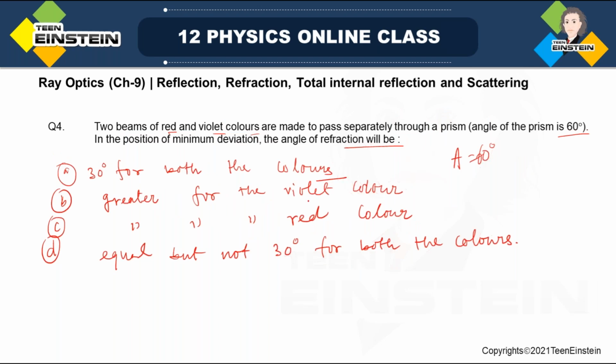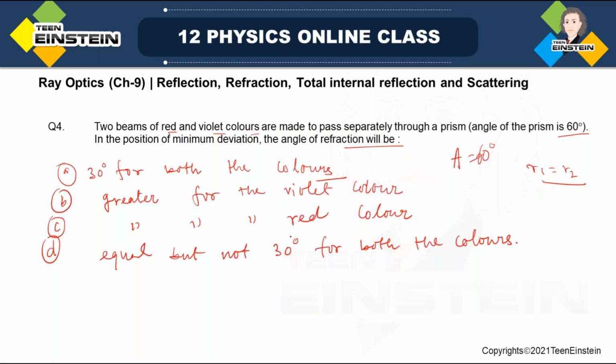It doesn't matter what color it may be, both R1 and R2 will be equal, and the ray inside the prism will be parallel to the base. Because of that, at minimum angle of deviation, every color will have the same angle of refraction.